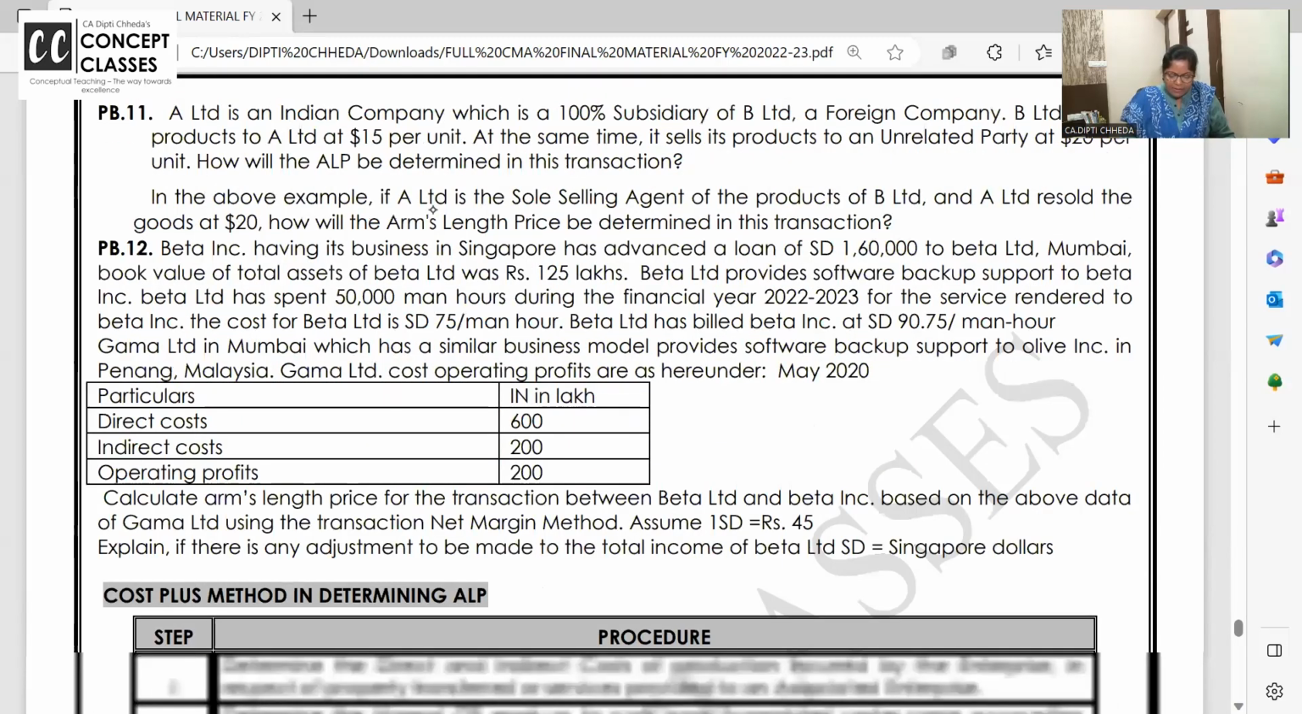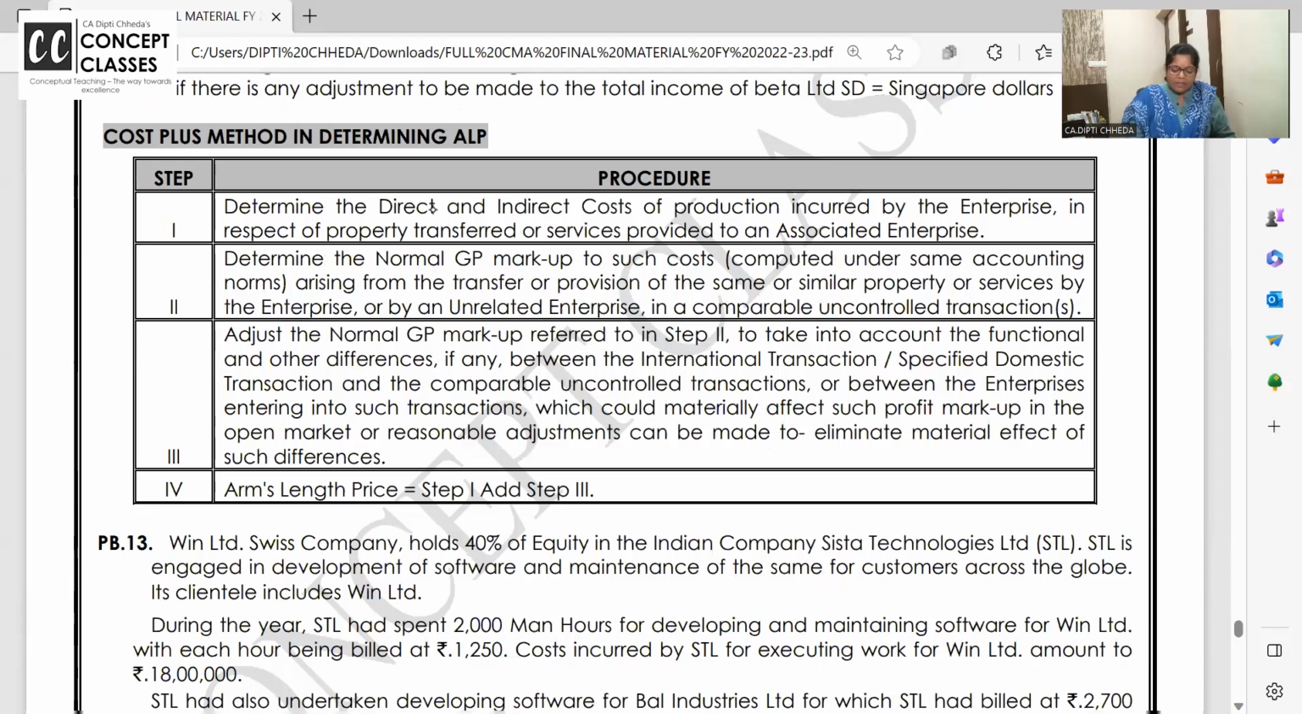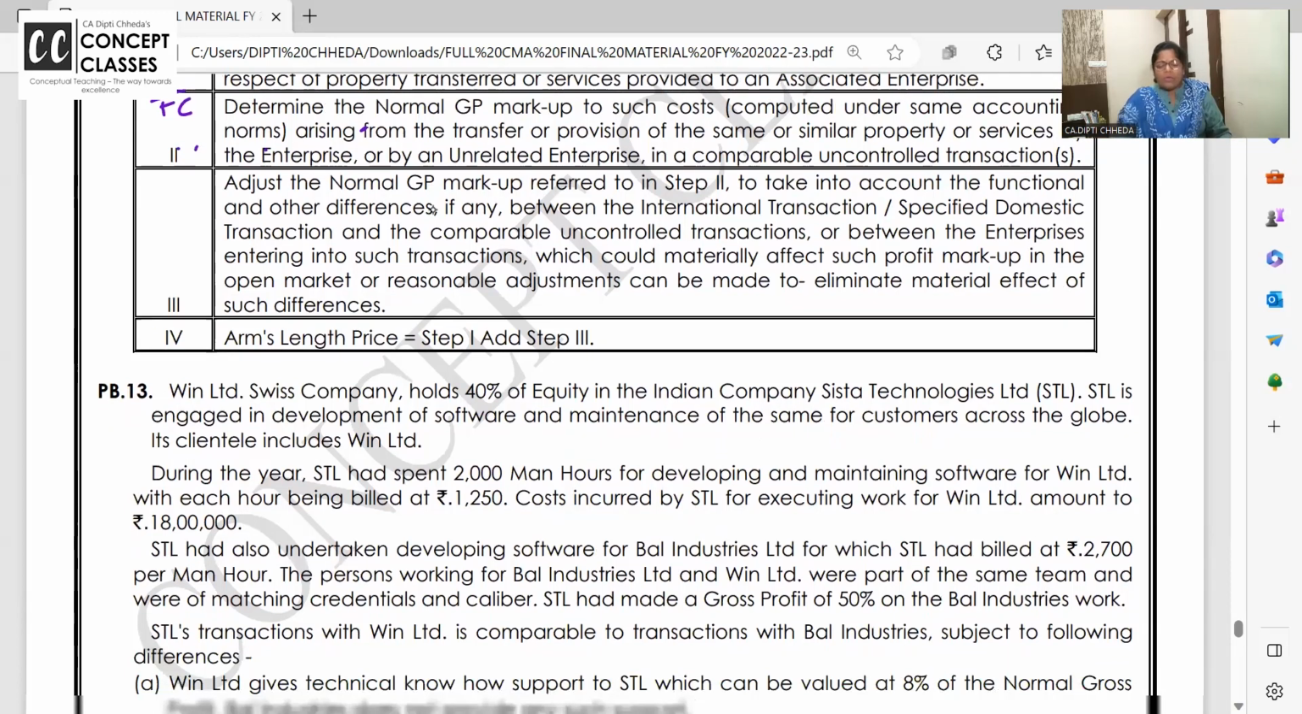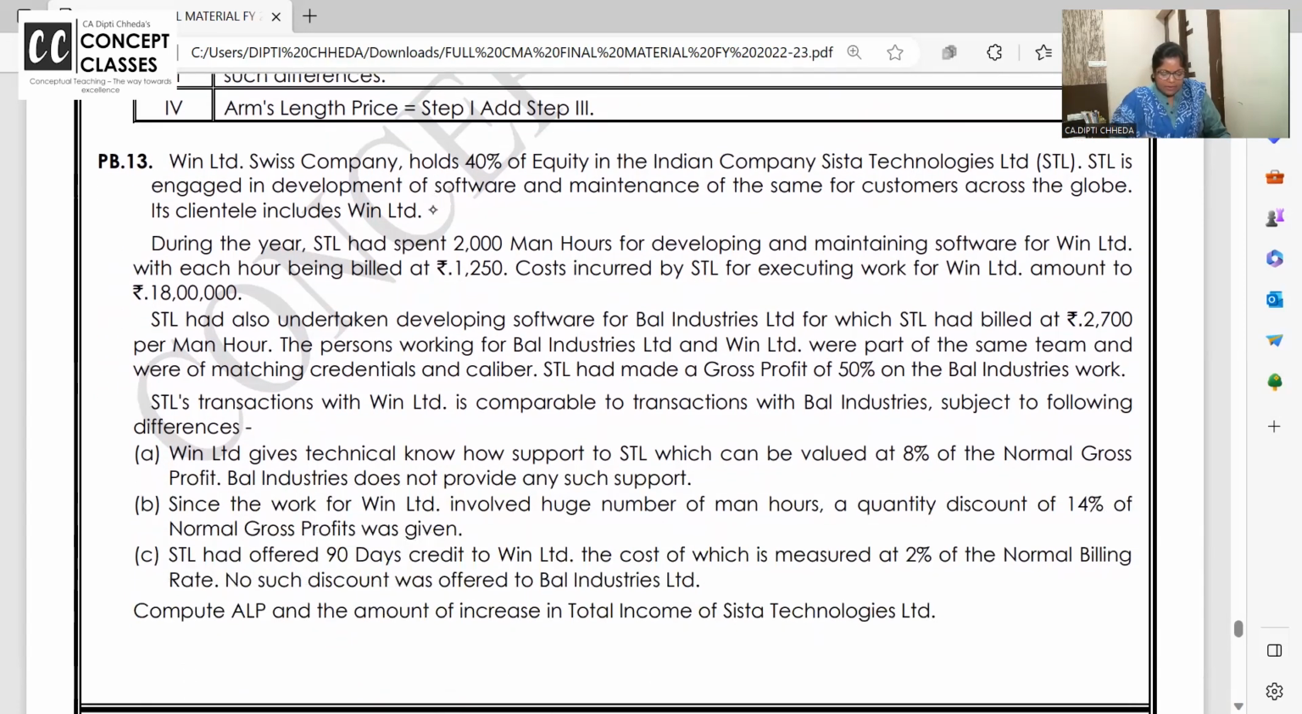Then which method are we doing now? Cost plus method. We know the direct and indirect cost. So total cost, and in the total cost, add the normal GP. This should be the arm's length price. But if it is different, you all know what functional difference is. When I'm comparing, say warranty, or no warranty, those adjustments can be made in any method. The 13th problem is very nice.